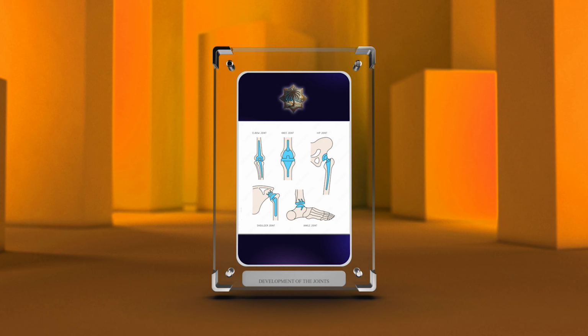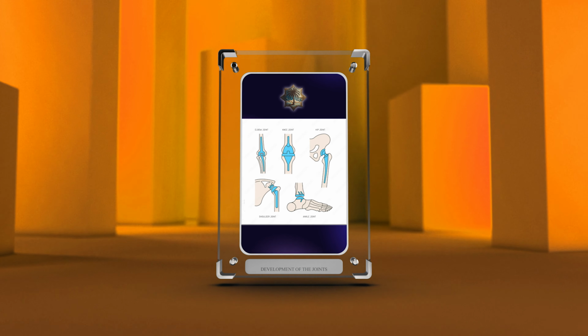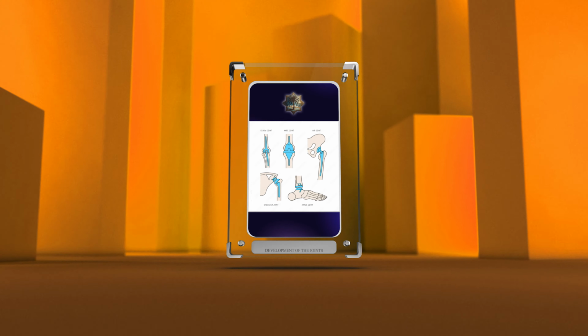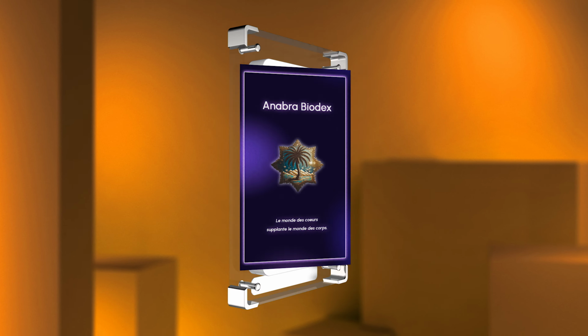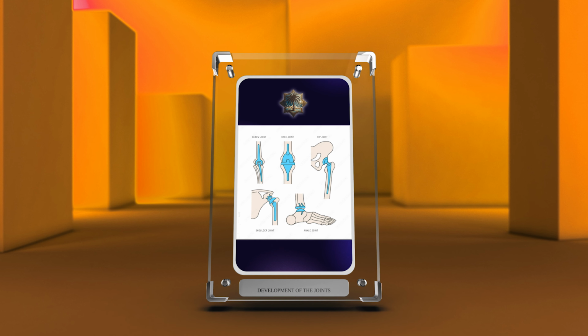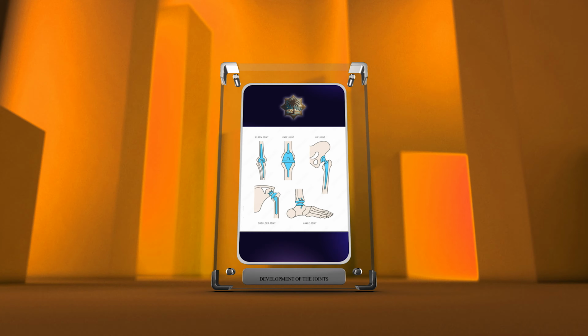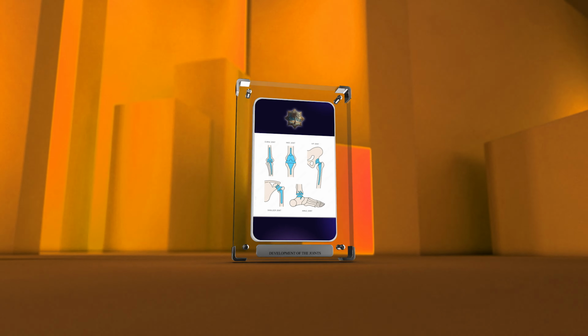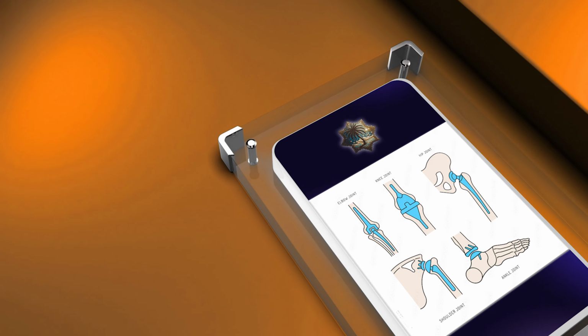Additionally, we will explore the role of genetics, molecular signaling pathways, and the impact of limb development on joint patterning. Lastly, we will touch upon joint abnormalities and disorders, highlighting their implications in clinical practice. So, let's dive into this captivating journey of joint development.